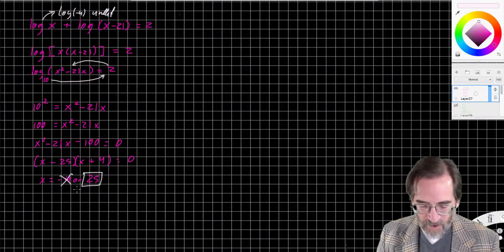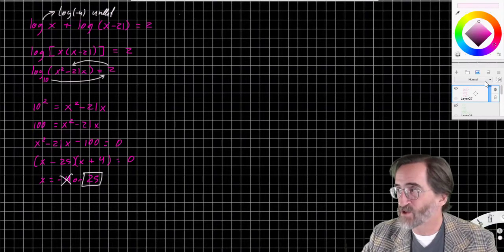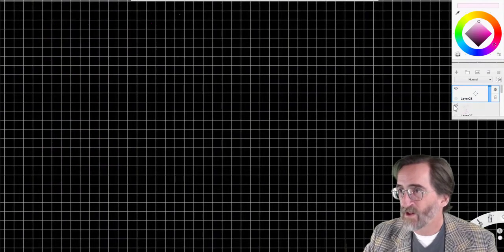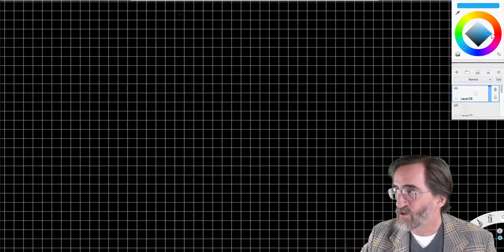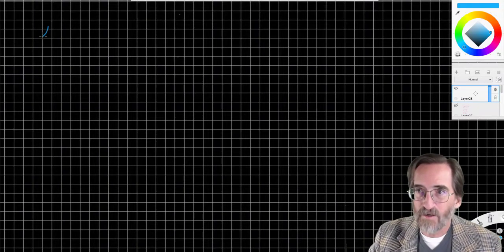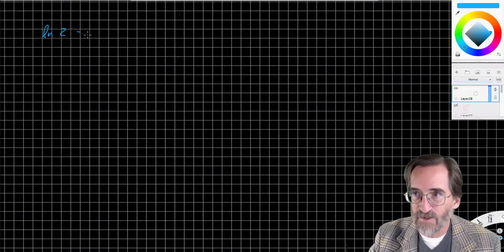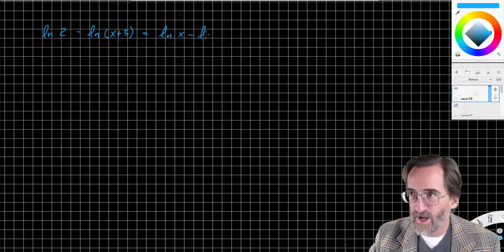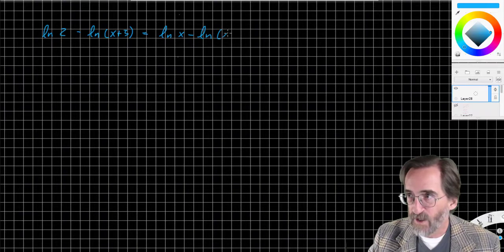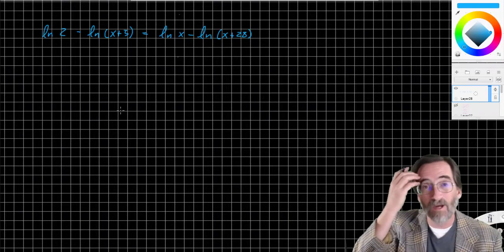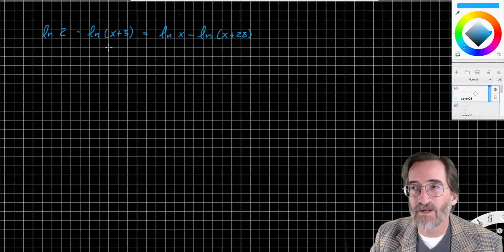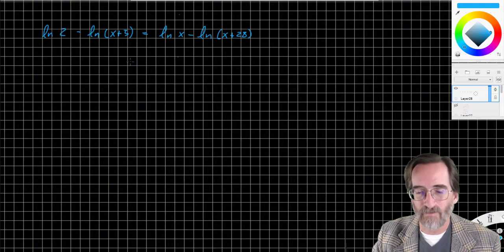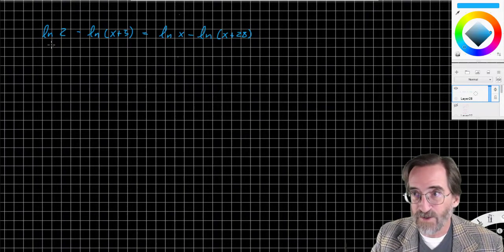Okay, here's another kind of problem. I've got two more problems to do. Let's go blue here. The natural log of 2 minus the natural log of x plus 3 equals the natural log of x minus the natural log of x plus 28. Now the strategy I used on the last one was to get it down to a single logarithm and then write it as an exponential function. In this case, I'm going to get it in the form of a log equals a log, and then I'll demonstrate what to do in that case.